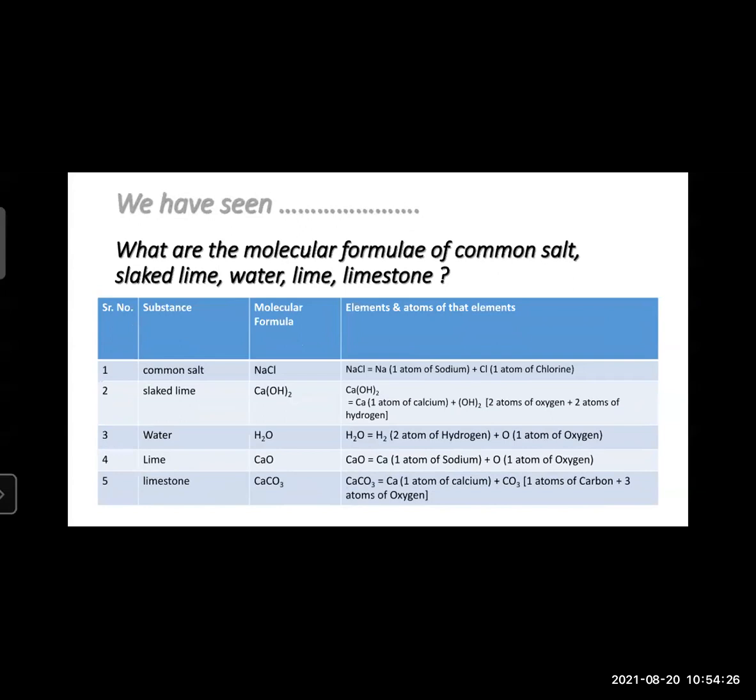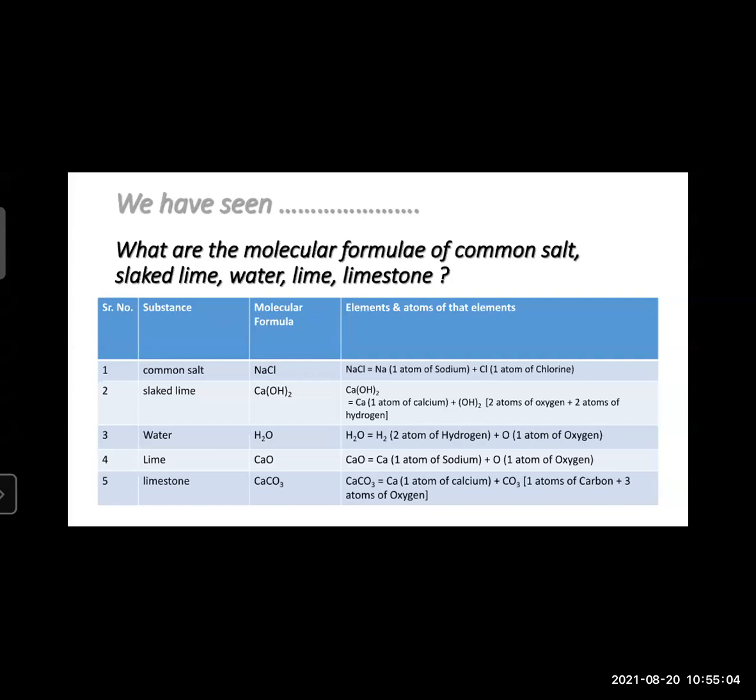In slaked lime, the molecular formula is Ca(OH)2, that is calcium hydroxide. And it is made up of one atom of calcium, two atoms of oxygen and two atoms of hydrogen. The molecular formula of water is H2O, and it is made up of two different atoms, one atom of oxygen and two atoms of hydrogen.